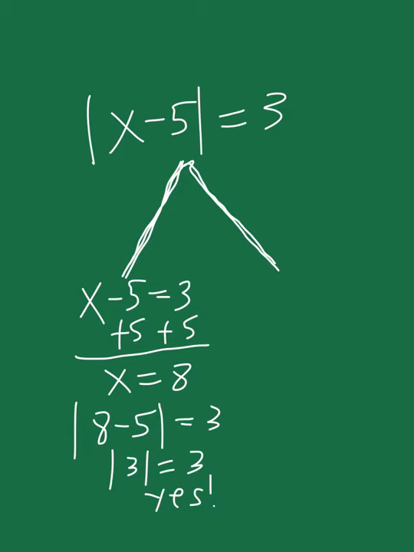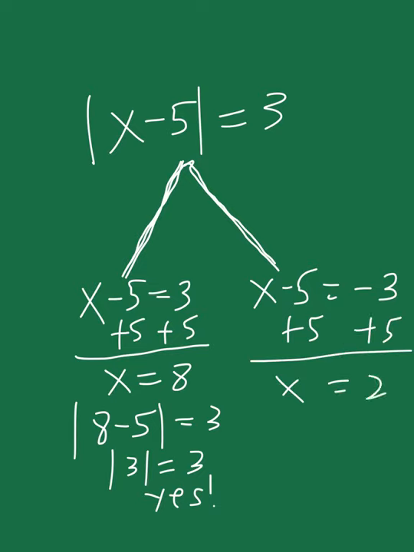Okay, it's important to know that most of these equations have two. For the second case, you want to write down the absolute value side exactly the way it is without the absolute value lines. But the other side of the equation gets changed to its opposite. So we have a positive 3 that we change to a negative 3. And then we just solve. Add 5, and I get x equals 2.